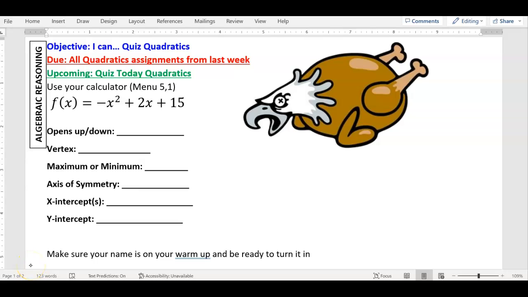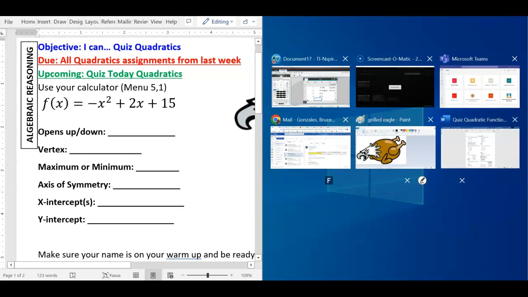So again, if you're given an equation, you can take it to the calculator.